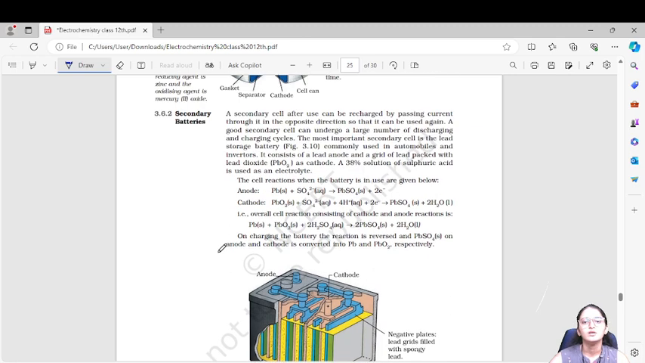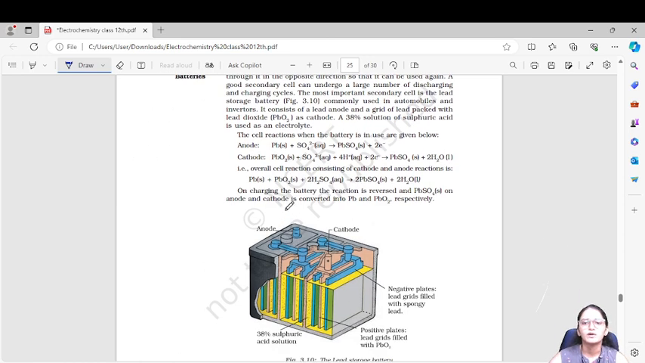Here it is shown. So what happens here, secondary cell after using can be recharged by passing current through the opposite direction, so it can be used again, and good secondary cell can undergo large number of discharging and charging cycle. So here lead storage battery is very important in terms of secondary batteries, commonly used in automobiles and inverters, and consists of lead anode and grid of lead packed with lead oxide as a cathode.